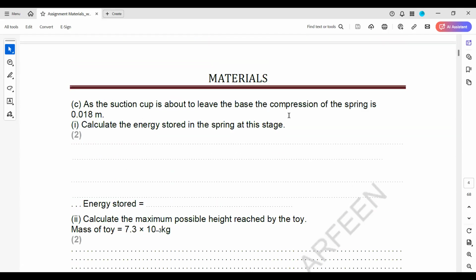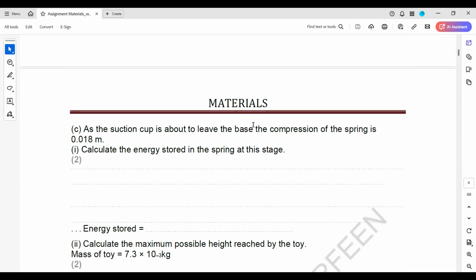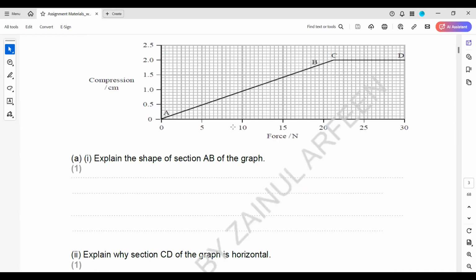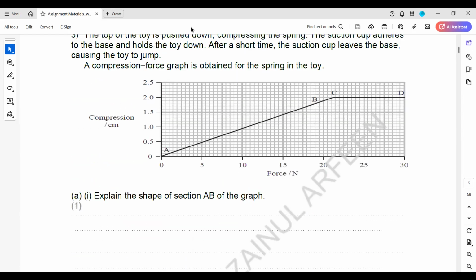As the suction cup is about to leave, calculate the energy stored at this stage. As the suction cup is about to leave, the compression of the spring is 0.08 meter. So 0.08 meter means 1.8 centimeters, which was here. So how to work out the energy? We have to use the area under the graph.